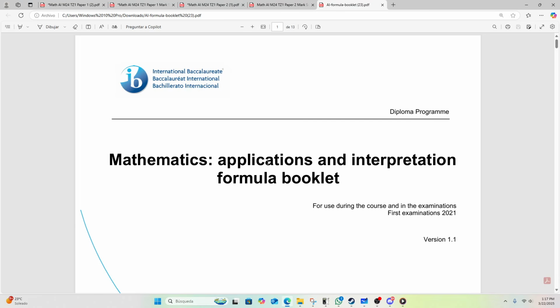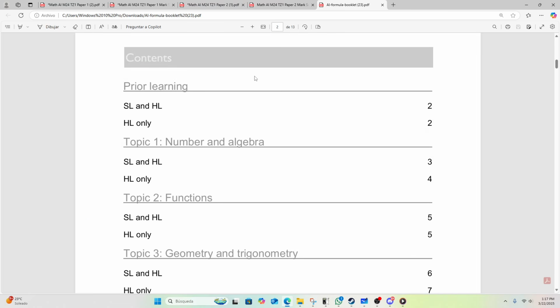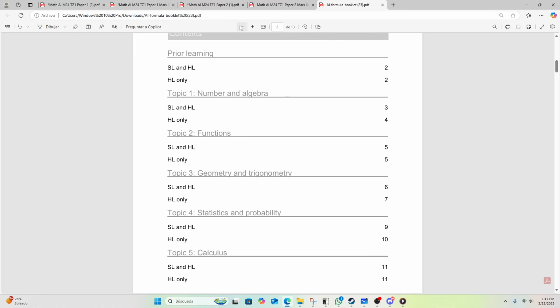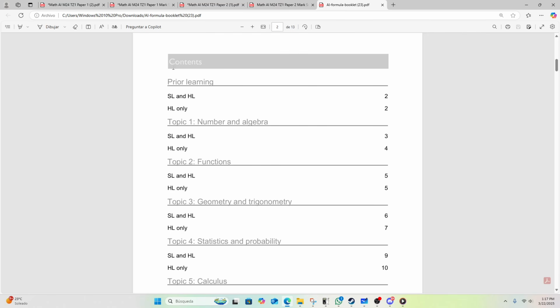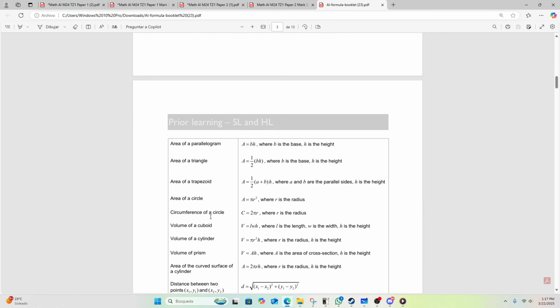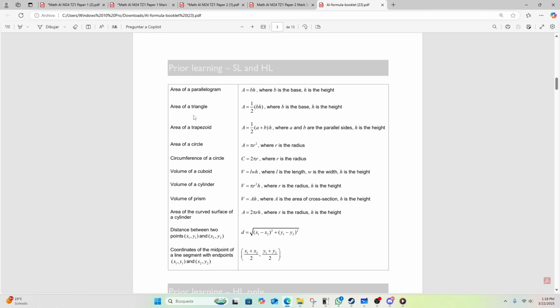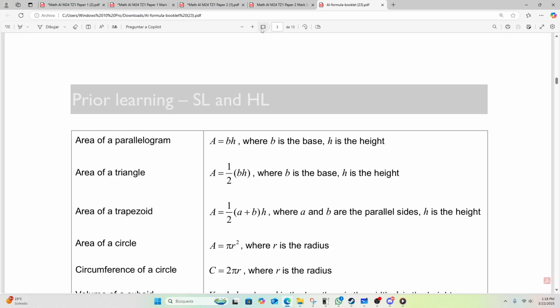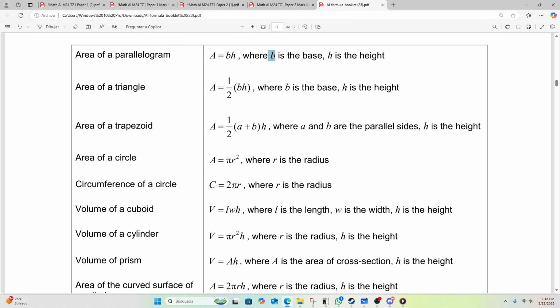So, formula booklet, let's go page by page. As you can see, we have 6 chapters. So first prior learning, and then the 5 topics. For the prior learning, it has areas, volumes, circumference. There's not too much to say here. A lot of it is self-explanatory. What is B? What is H? They tell you. B is base, H is height, etc.